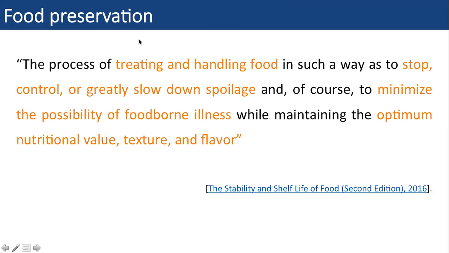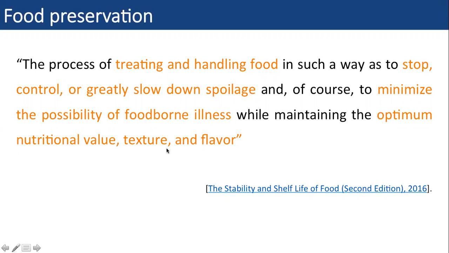Okay, the definition you can see here. As you told me, according to your answers, the ultimate objective is to extend the shelf life and stop, control, or greatly slow down spoilage. By using these things, we can extend its shelf life and minimize the possibility of foodborne illnesses. What is the meaning of foodborne illnesses? According to the name, the diseases based on foods, right? And while maintaining the optimum nutrition value, texture, and flavor.